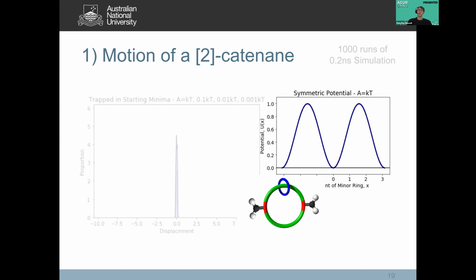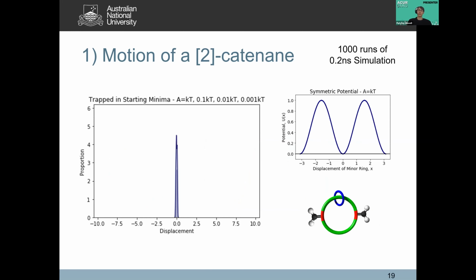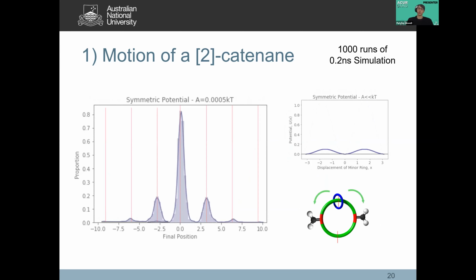And so if we again look at our histogram of the final positions when these blocking groups are really big and strong and powerful, then the minor ring always ends up where it started, because as soon as it moves off its starting position, it gets knocked back to where it came from. If, however, you make these blocking groups smaller and reduce the force that they exert, then sometimes the random collisions with the water molecules are strong enough to get you to move around to the other side of the ring.